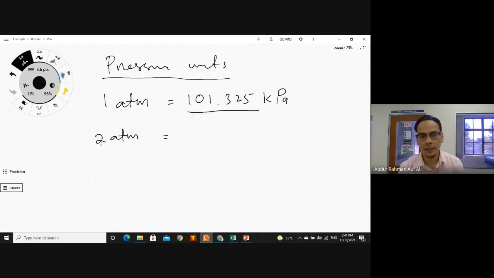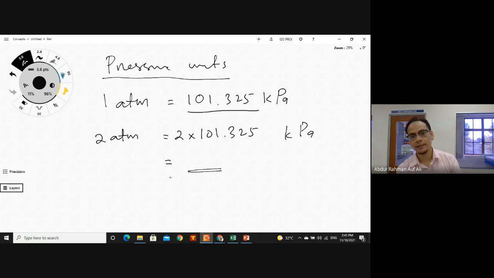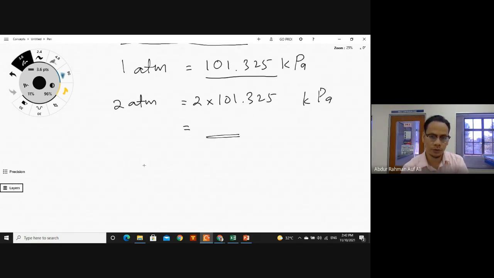So if you have 2 ATM, and you want to convert it to kilopascal, what you need to do is multiply the 2 by 101.325 kilopascal, and then you have the value here. Okay? Another example. The other way around is the same, if you want to convert from kilopascal to ATM. Okay, so this is still the same value.